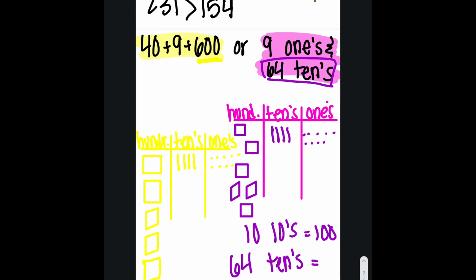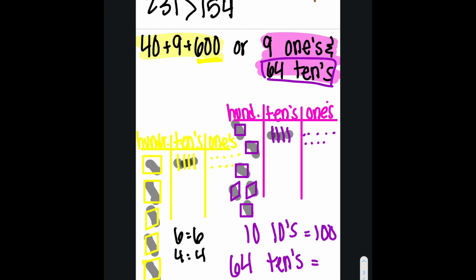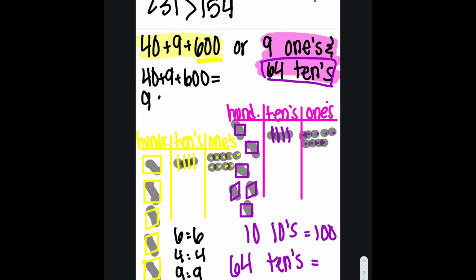And now we're going to go through and compare them. So in the hundreds place in the yellow, we have 1, 2, 3, 4, 5, 6 in the hundreds. And then there's 6 hundreds in the purple as well, and the pink as well. So let's go over to the tens, because that 6 is equal to 6, so we're going to move over a place. And then we have 4 tens in the yellow and 4 tens in the pink, and we know that 4 is equal to 4, so we're going to move on to the ones column. And we can count there that there's 9 ones in the yellow and 9 ones in the pink, and we know that 9 is equal to 9. And then we're out of place values, so we know that 40 plus 9 plus 600 is going to be equal to 9 ones and 64 tens.